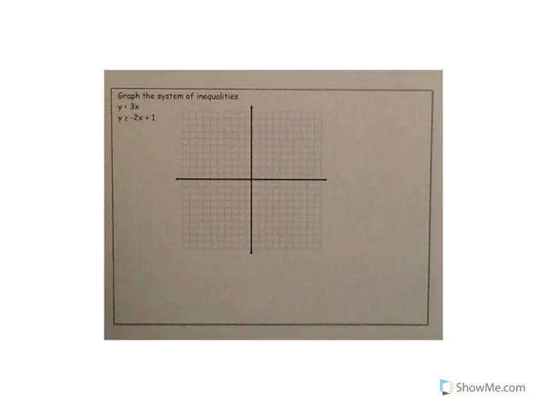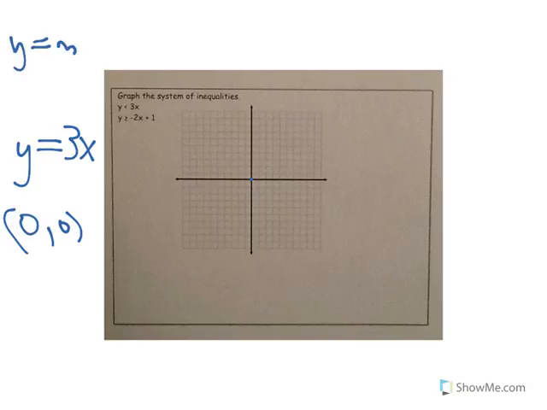So let's look at this and see how it works. Remember, when we graph inequalities, we're just graphing the lines to start with. So this is just going to be y equals 3x. That's the first part here. I'm going to put down 0, 0 as a point. Do 0 first, because when x is equal to 0, y is going to be equal to 0 too, because you remember the y equals mx plus b thing, and that's the slope-intercept form.